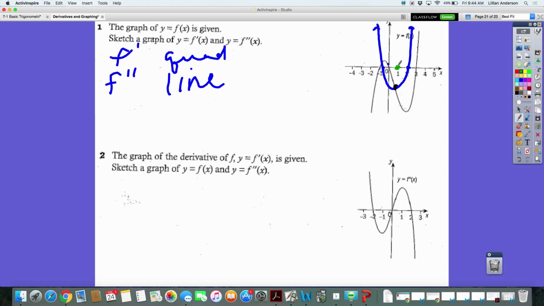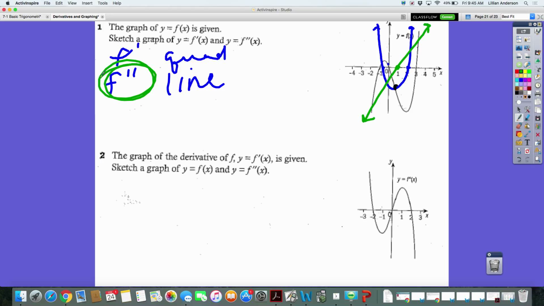Because remember, inflection points, that's when it equals 0 and it changes signs. We're going from concave up to concave down. So we have an inflection point there. And since it's concave down, that means we're below the x-axis, we're negative. Concave up, we're positive. There's your second derivative. So second derivative is in green. How we do? Good? Okay.